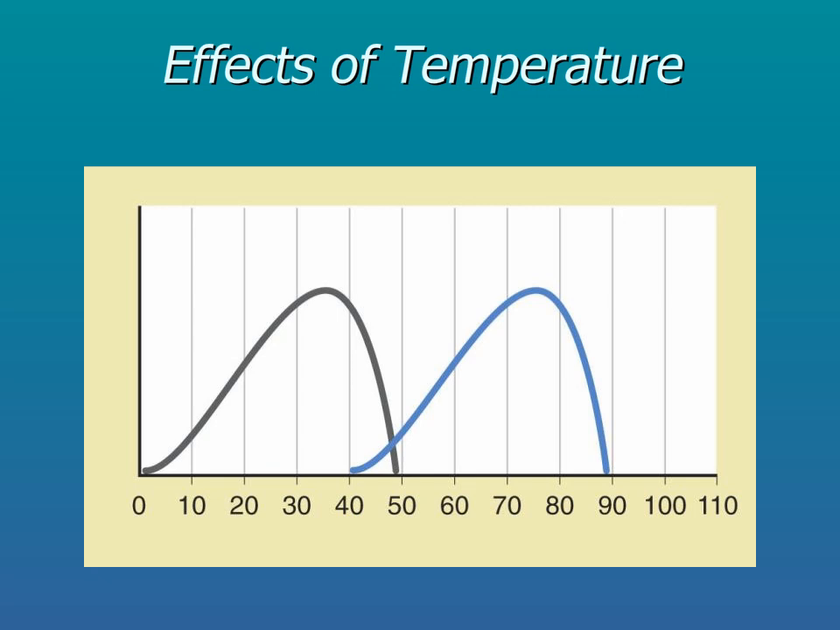This graph shows the activity of 2 enzymes as the temperature changes. Which one of these enzymes do you think is found in a human? Remember that the temperature scale is in Celsius. Right, the gray line. The other is found in a bacteria that live in hot springs.